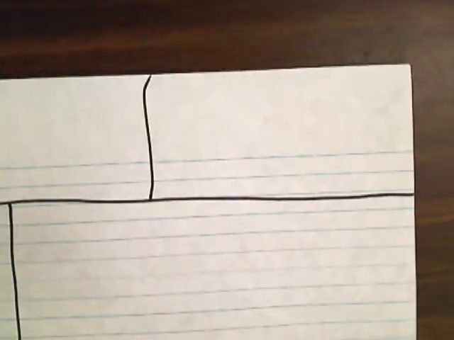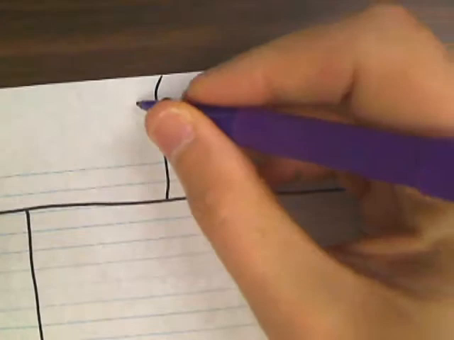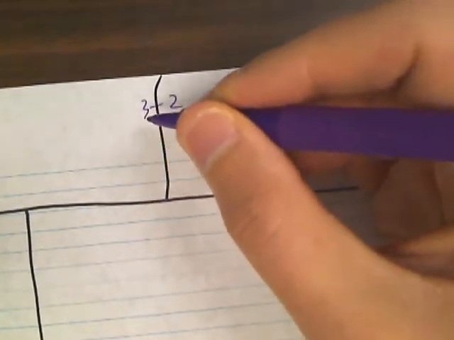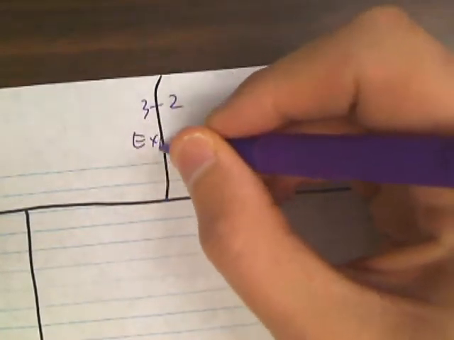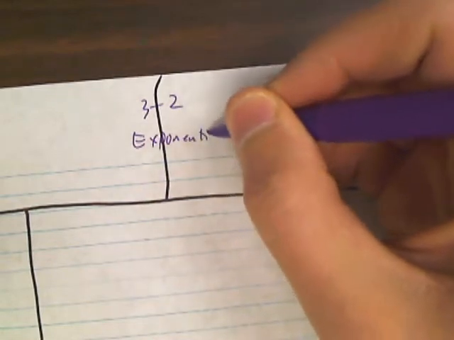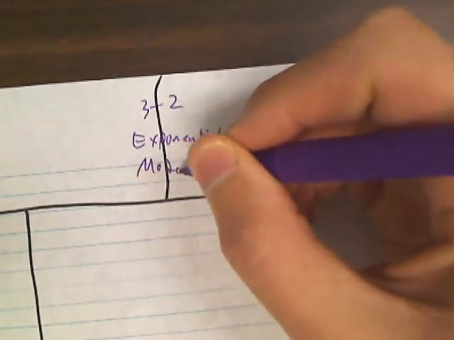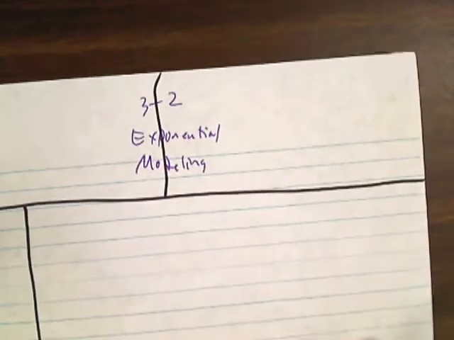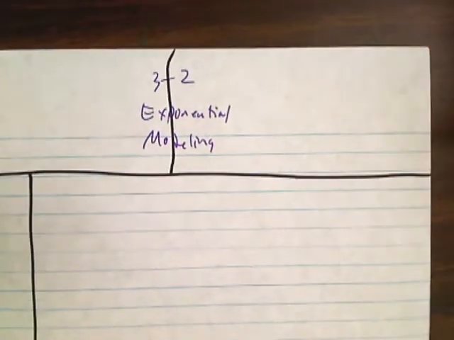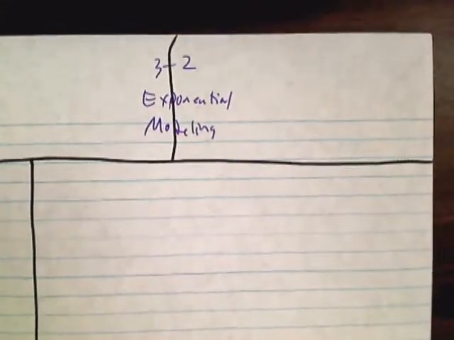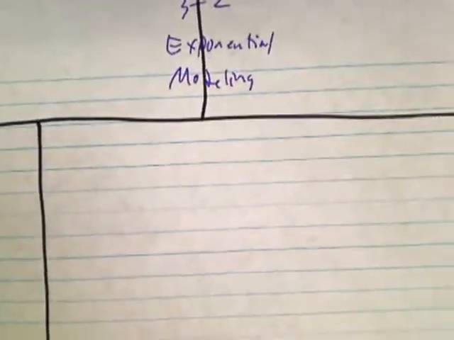Section 3.2, exponential and logistic models. We'll just call it exponential models. They kind of all fall into the same camp. So section 3.2, exponential modeling. Mathematical models are when we take a math equation and we make it equal something real, when it's actually modeling something real.